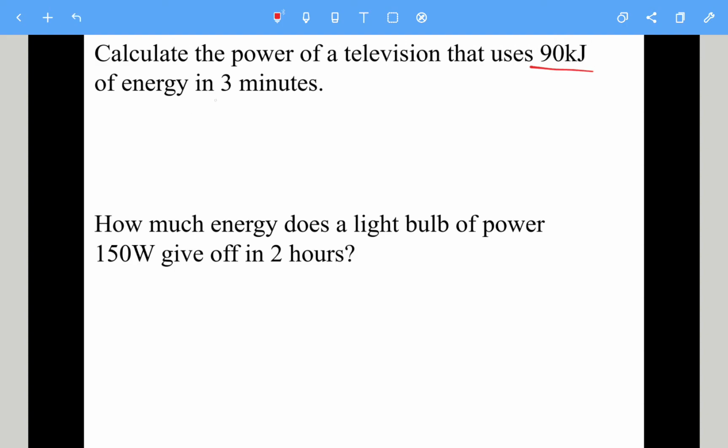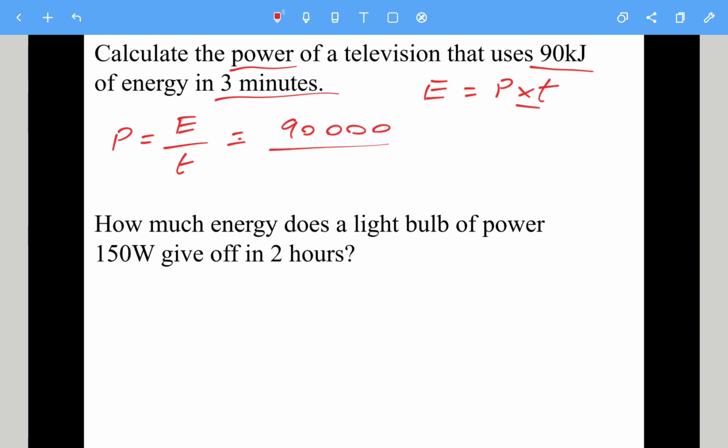So we've got energy and time. We need power, so that should be energy equals power times time. So power will be energy. We need to get rid of the times time, so we're going to divide by time. So power is energy divided by time. So the energy is 90 kilojoules, so 90,000 divided by a time of 3 minutes. So 3 minutes times 60 seconds is 180 seconds. So that gives a power rating of 500 watts.